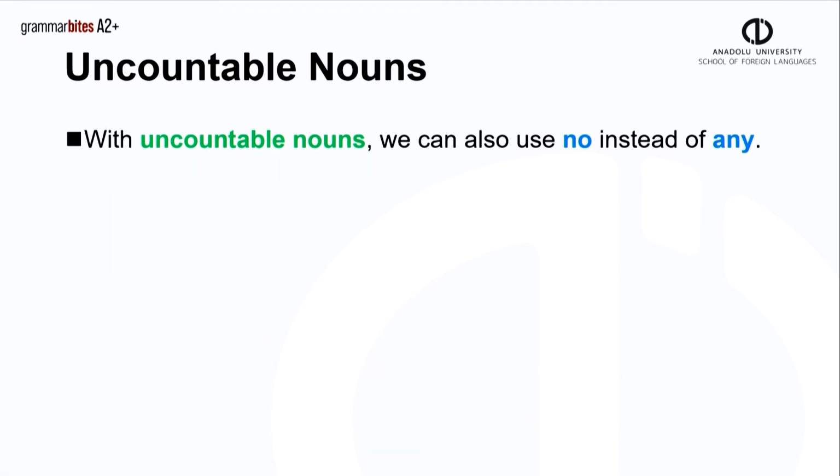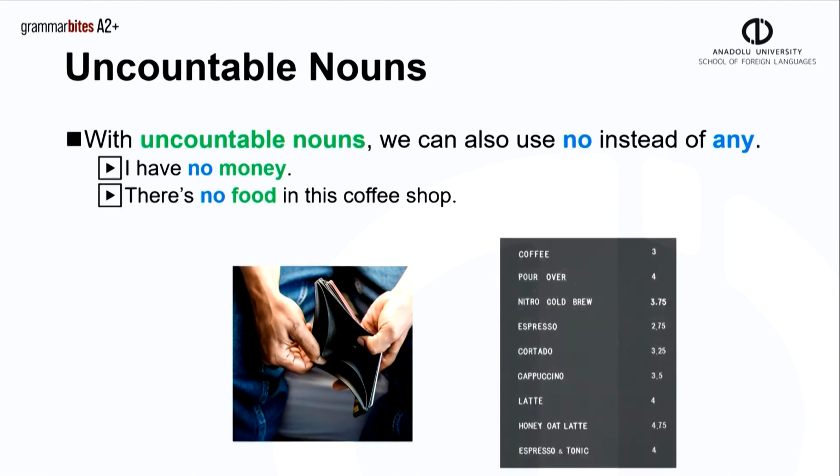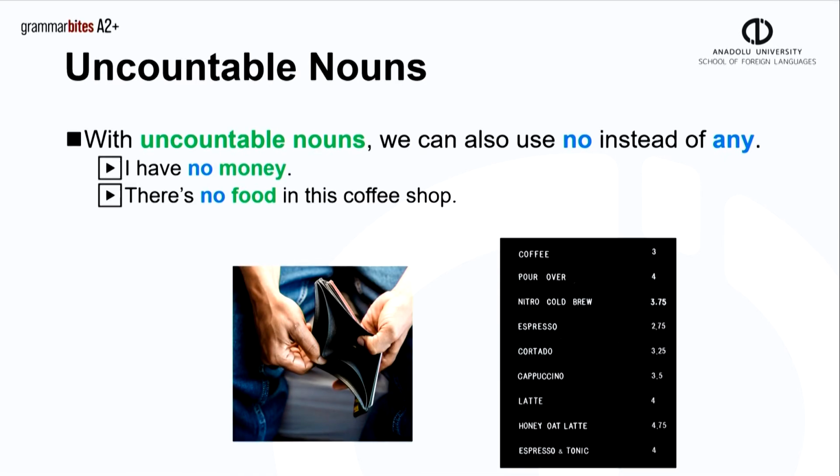We can also use no instead of any with uncountable nouns. I have no money. There is no food in this coffee shop.